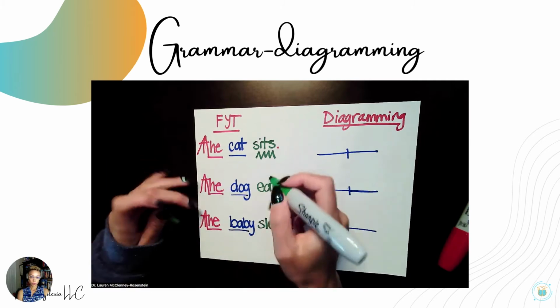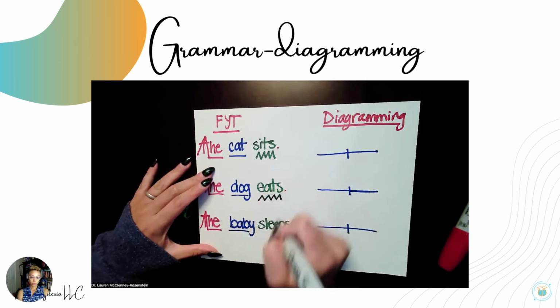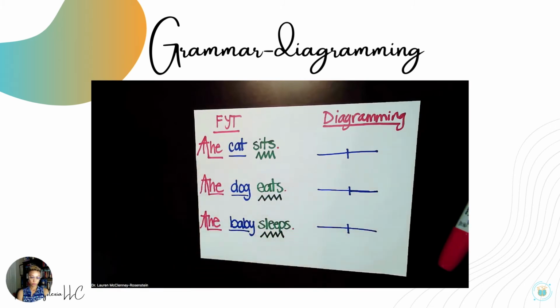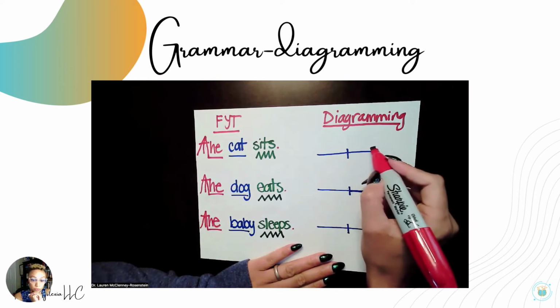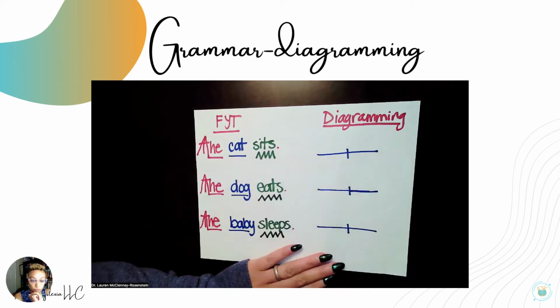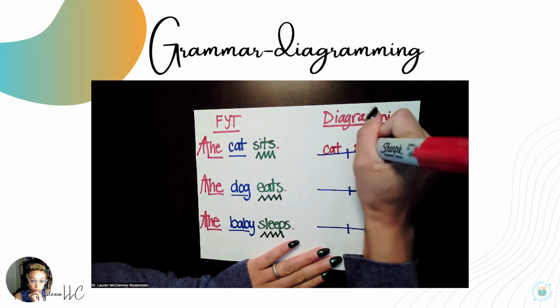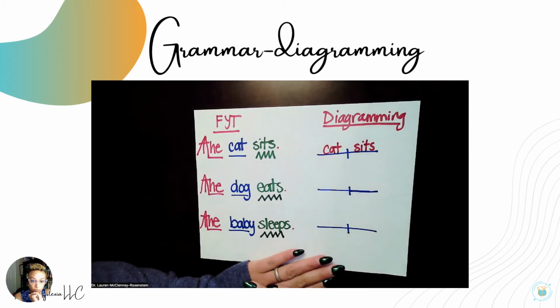So I realized I did not do my diagramming, or coding, I should say, for the Framing Your Thoughts side. Now let me show you what this is going to look like with diagramming. So noun, verb. So cat sits. I'm just going to take cat sits. We're going to go cat sits. Boom. Easy. With diagramming, you don't put periods either.